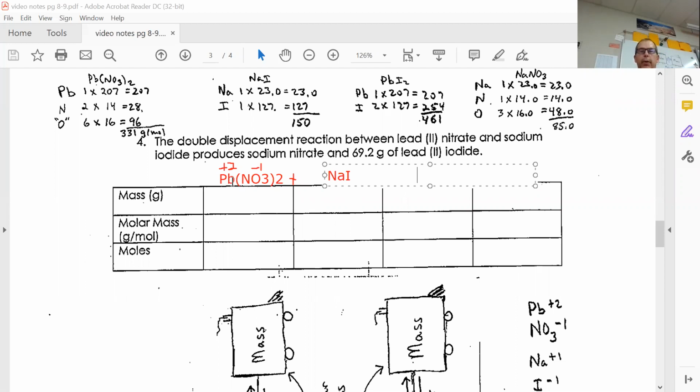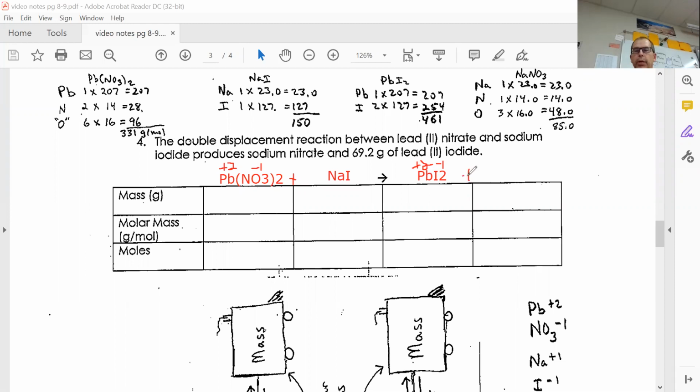What's one of our products? The lead's going to combine with the iodide. I'm going to write PbI2, and that 2 again is a subscript. How do I know it's PbI2? Because lead we said was +2, and I we said was -1. So this is +2, this is -1. So 2 times -1 balances 1 times +2. So we write PbI2. That 2 is really a subscript.